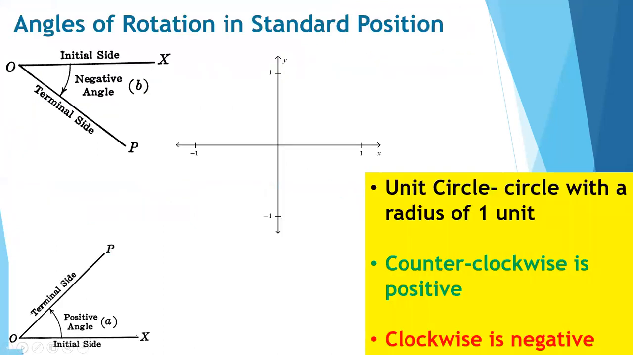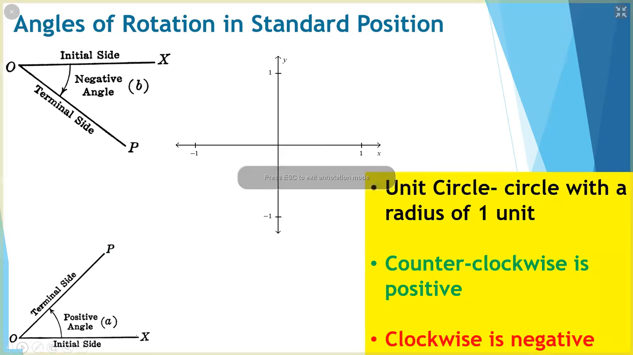And for 6.1, it's just about angles of rotation. If it's a positive angle, this is really important that you have this written down. If it's a positive angle, we go counterclockwise. So we're going around the unit circle, but going opposite of the clock. For a positive angle, we go this direction.